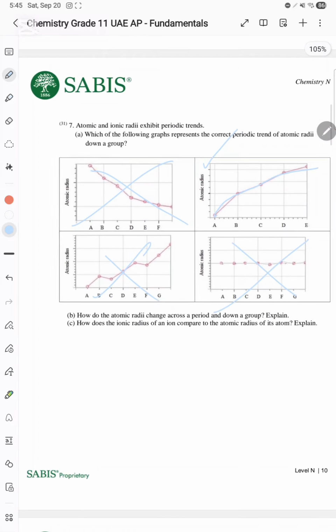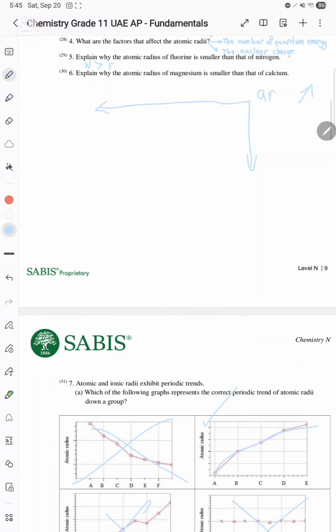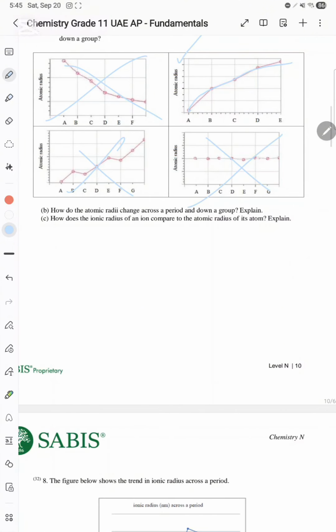How does the atomic radius change across a period and down a group? We just said, across a period from left to right, it decreases because the nuclear charge increases for the same shielding effect. When we have the same shielding effect, we talk about nuclear charge. Since the nuclear charge gets stronger from left to right, it attracts the electrons more, making the atom smaller. And down a group, you have more energy levels, so you have more shielding, making the nucleus less able to attract valence electrons, making the atom itself bigger.